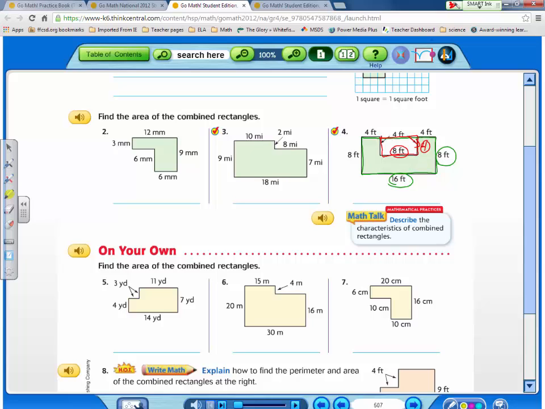Kind of pay attention to what dimensions you have that are easy. Like number 6 here, we knew this little 4 here, so I suggested that they break it this way, because now I have the 15 and the 4, and I have the 30 and the 16, and I didn't have to figure out any sides. Remember, find the area of rectangles, and I always want to see the formula, area equals base times height, and then the next line we substitute it in. It's a really good habit to show all your work. I hope that these things help.